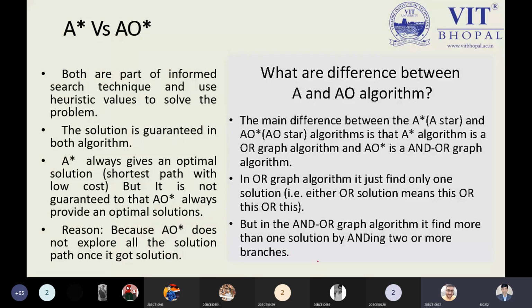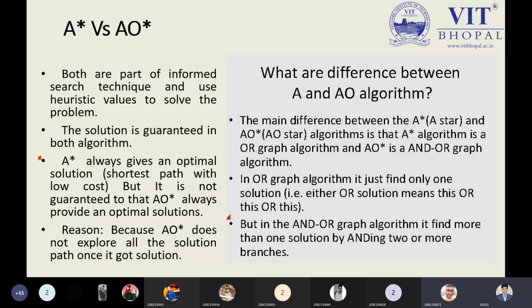This is the A star I'm putting here, but in an AND-OR graph, we can have more than one solution by ANDing two or more branches. Now, theoretically, the point is clear right now. Okay, one important point: I'm writing here the A star over here.